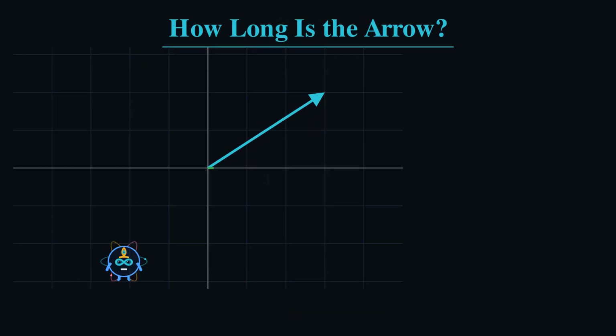How long is the arrow itself? It is the hypotenuse. So Pythagoras, 3 squared plus 2 squared square rooted, root 13 about 3.6. A vector's length is just a right triangle.